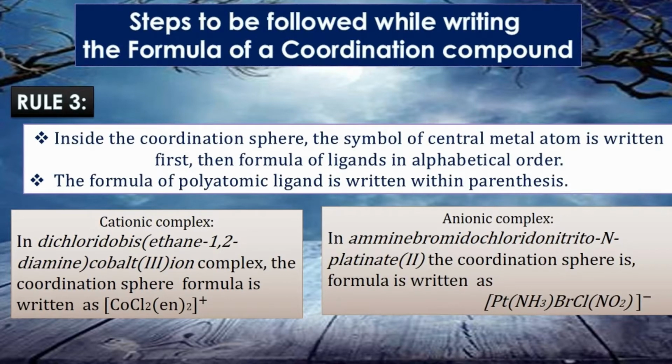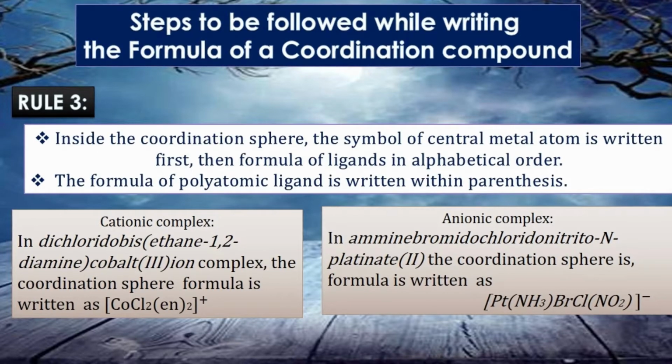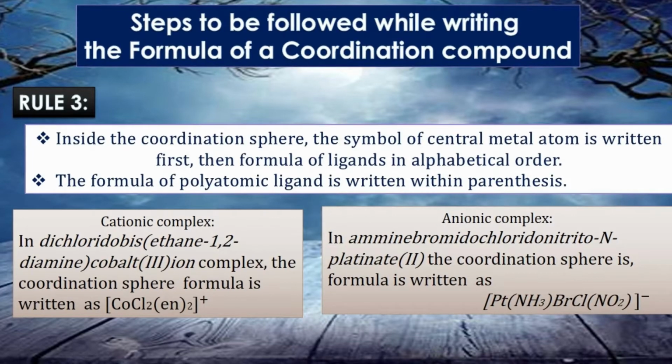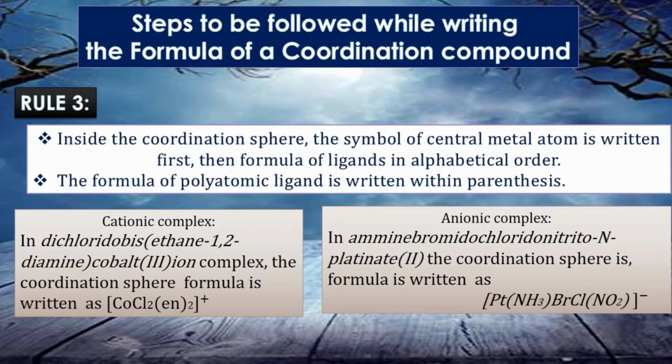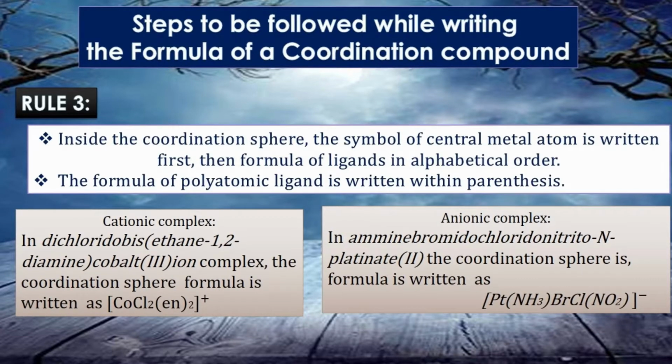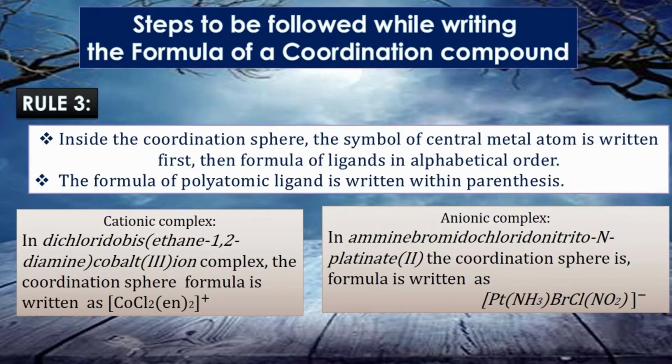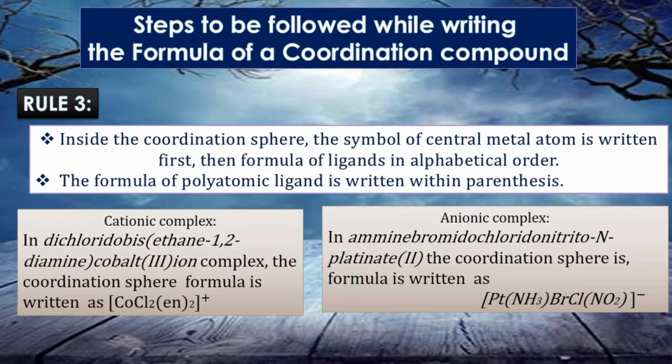For example, if you take the cationic complex dichlorido bis ethane 1,2 diamine cobalt 3 ion, inside the coordination sphere, first we have to write the central metal atom. Here the central metal atom is cobalt and its symbol is Co. So first we have to write the symbol of cobalt inside the coordination sphere. Then we have to write the formula of ligands according to alphabetical order.